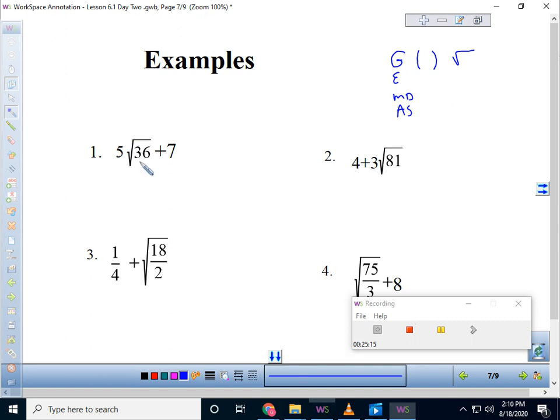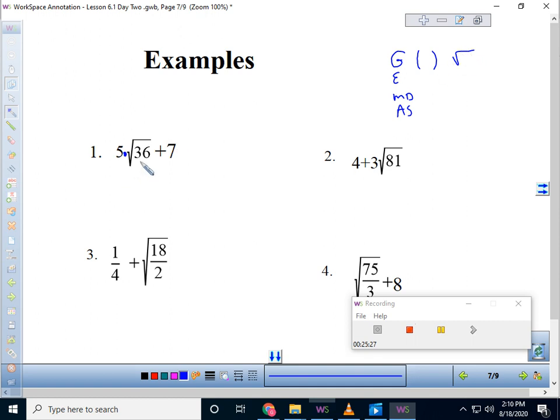Well, before we start, one thing I want you to notice is if you don't have a symbol between a number and a square root sign, it's assumed multiplication. So you just have to know that that's multiplication. We're not going to put it there for you. You have to know that. Okay? So the next thing we're going to do is our grouping. And we just said that square roots are part of our grouping.